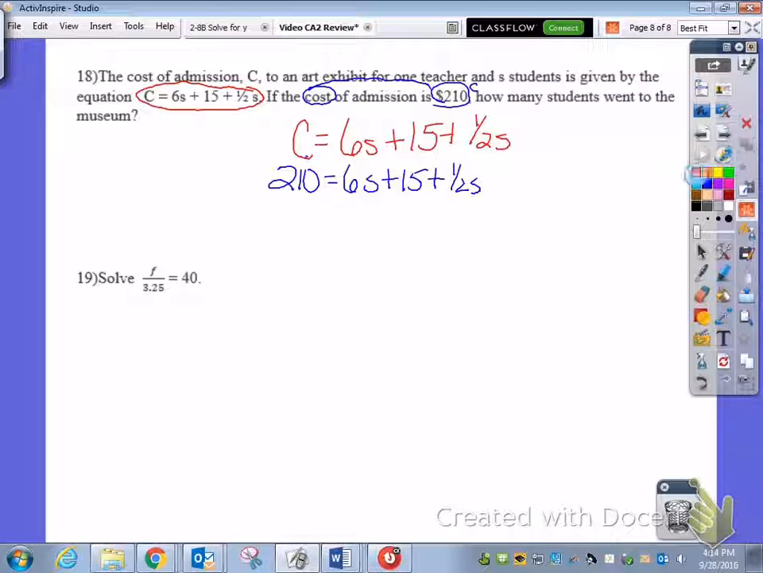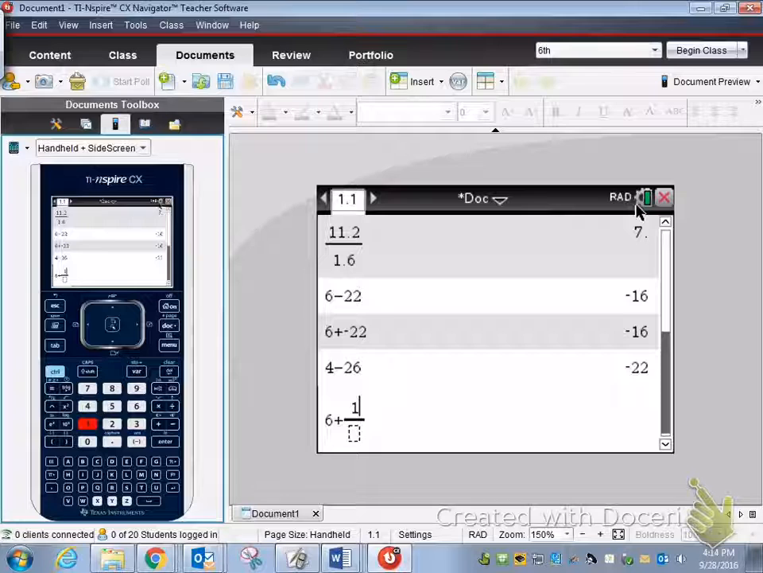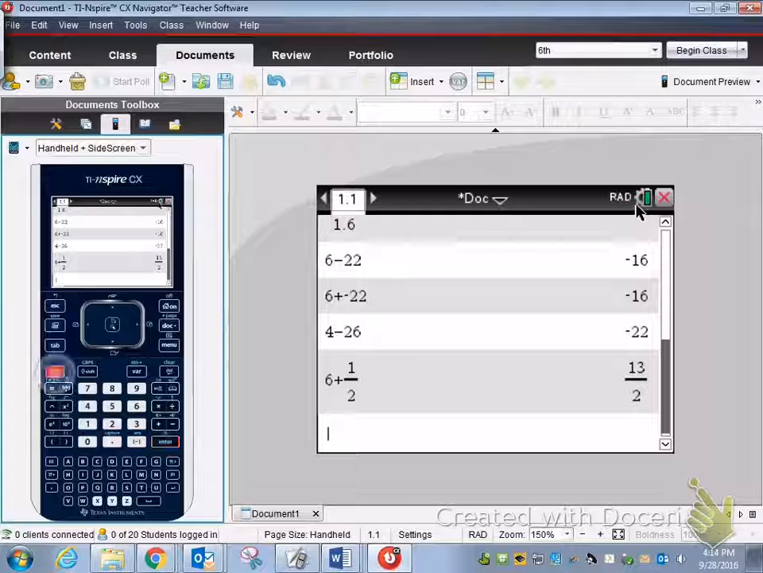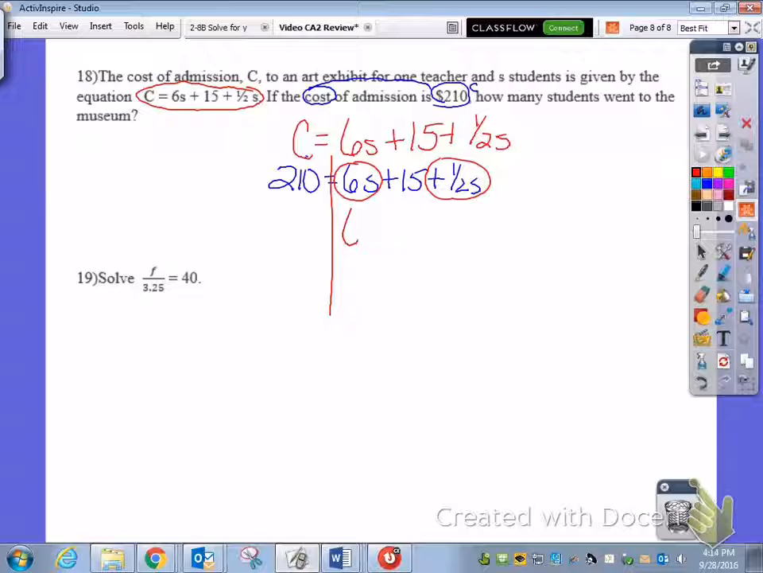Okay? So now draw your line. There's only 210 on this side. On this side, 6s plus 1/2 s. I can do that. So on your calculator, 6 plus 1/2. Some of you know what it is, and if you do, that's awesome. But if you don't, put it in your calculator, 6 plus 1/2 is 13 halves, so control divide. I'm going to change it to a decimal, 6.5. So this would be 6.5 S. And then the plus 15 just comes down, because there's nothing else to put with it. 210 comes down. So that doesn't change, okay?